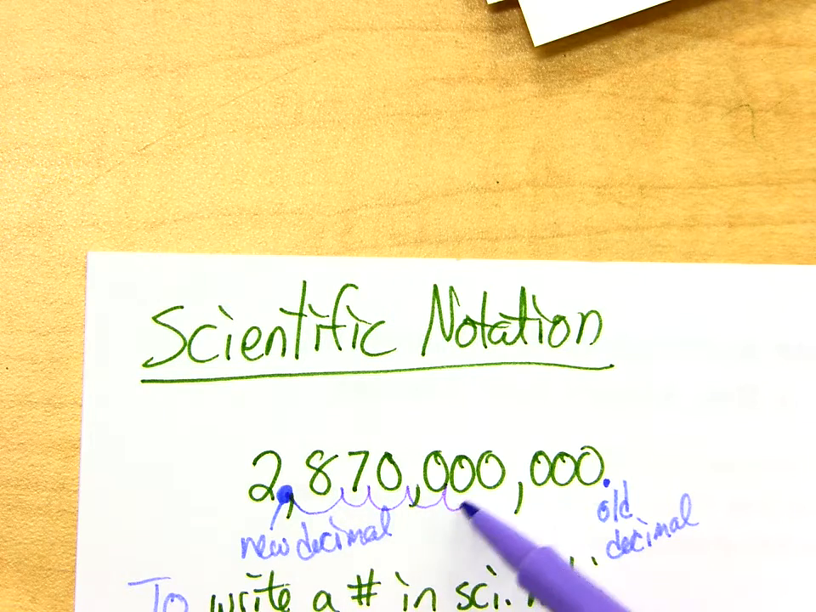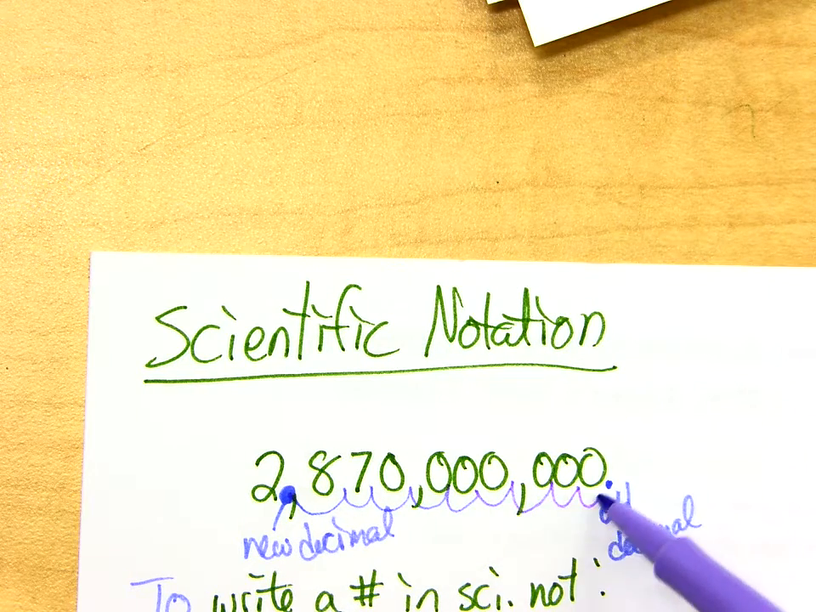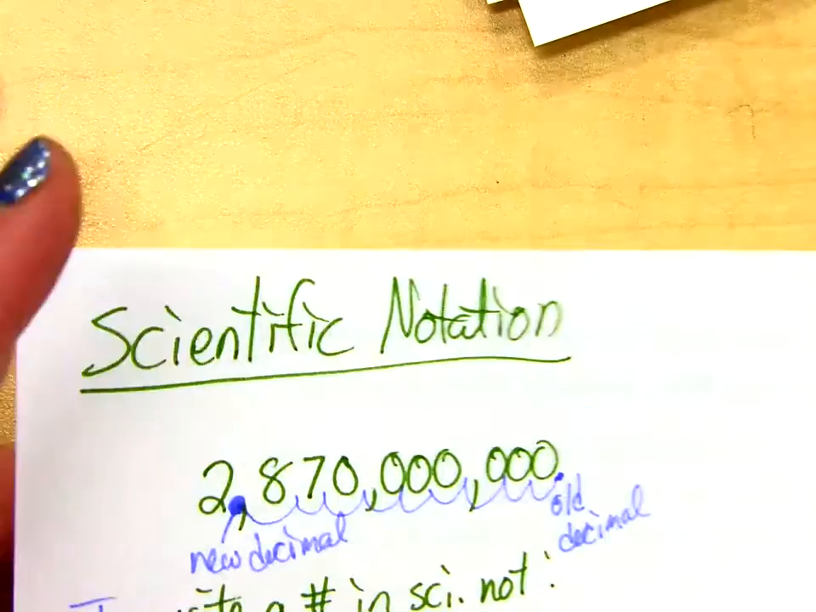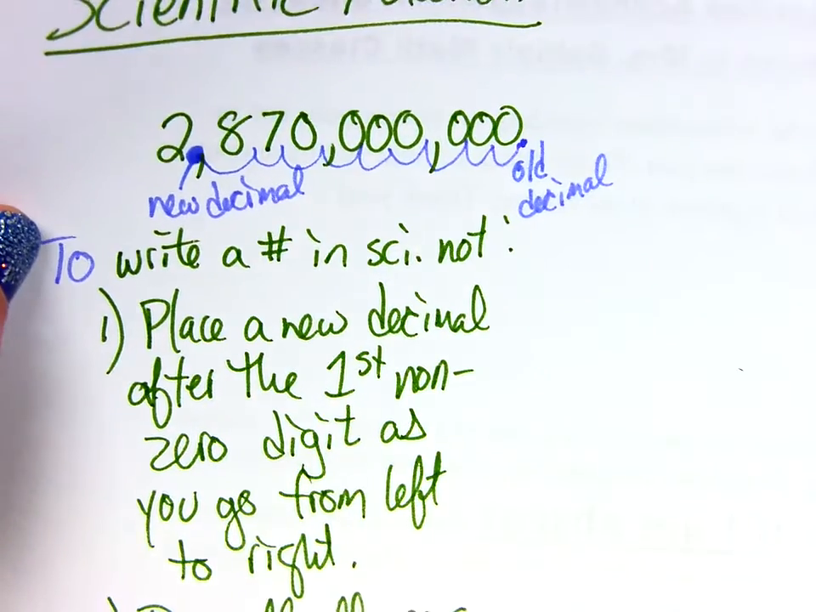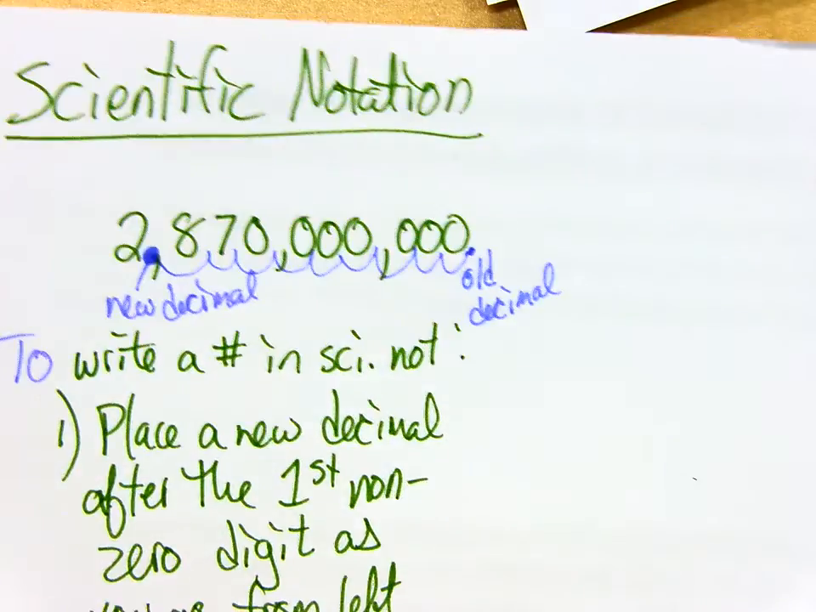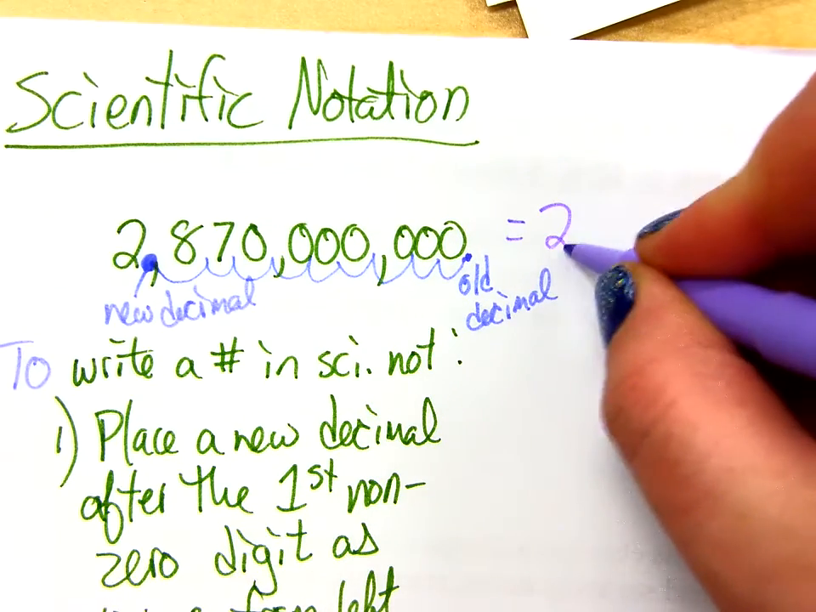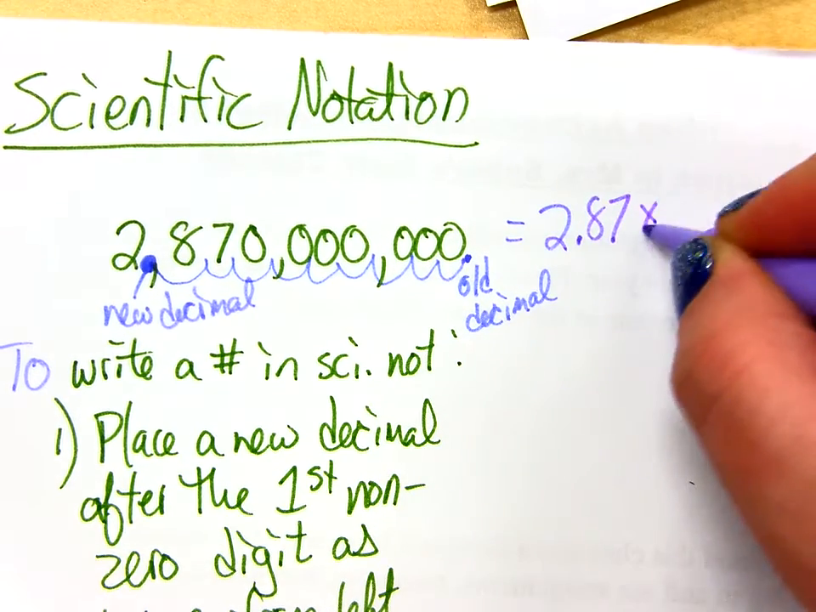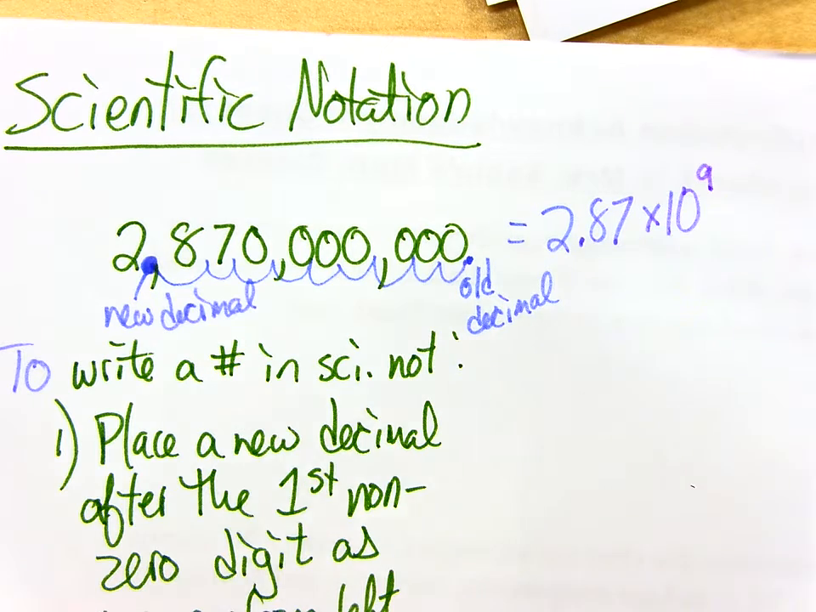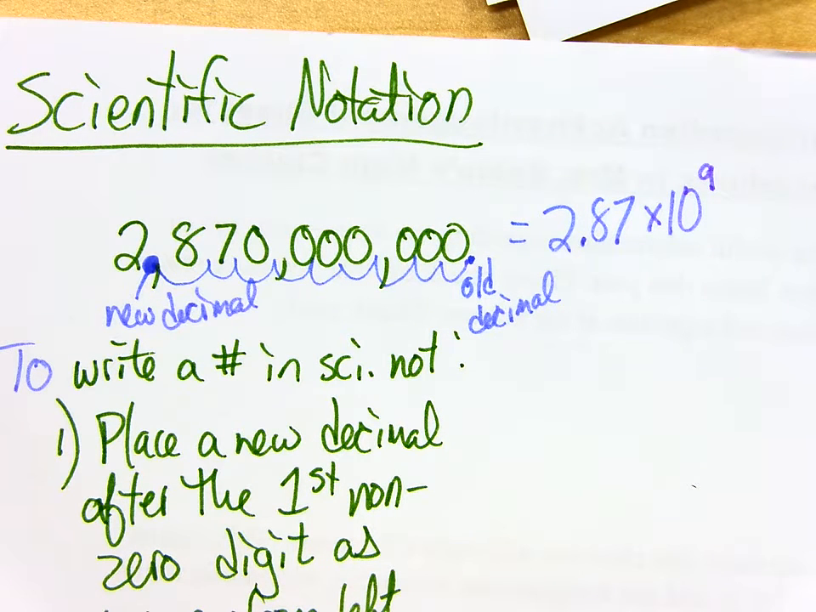1, 2, 3, 4, 5, 6, 7, 8, 9. So that giant number written in proper scientific notation would be 2.87 times 10 to the positive ninth. Does that make sense?